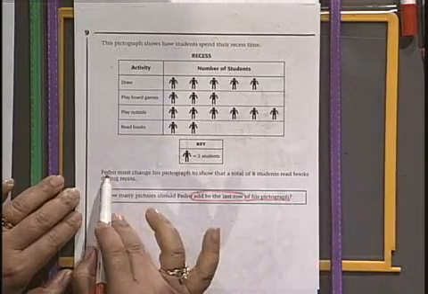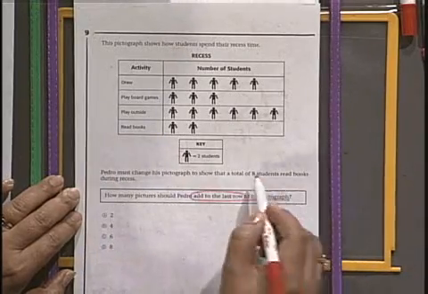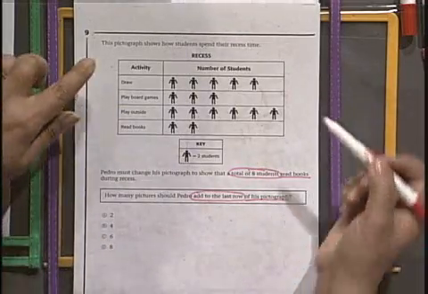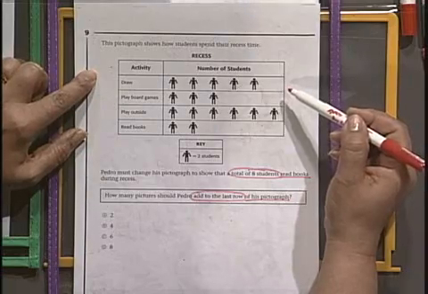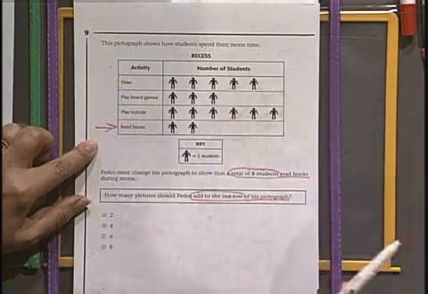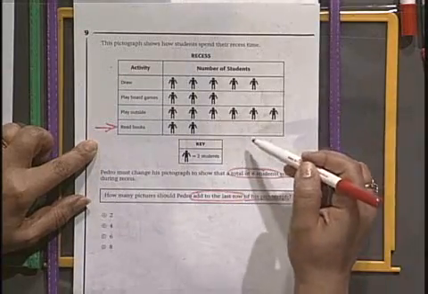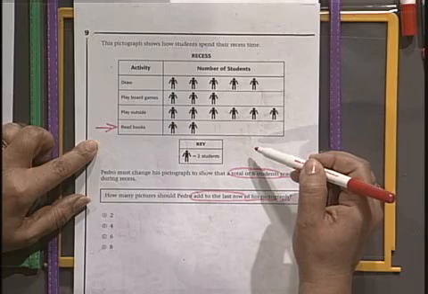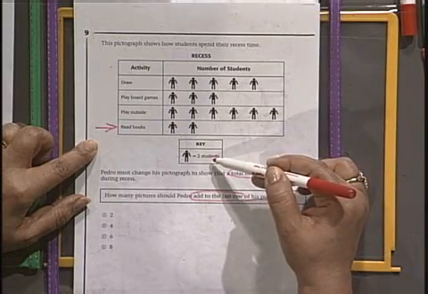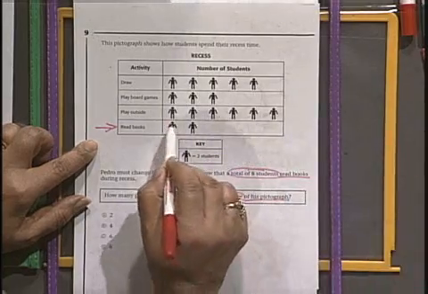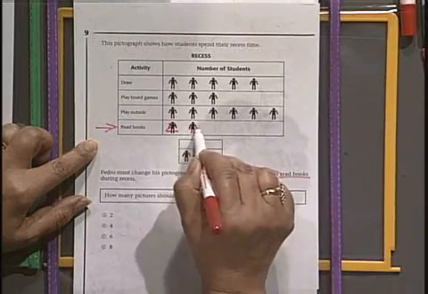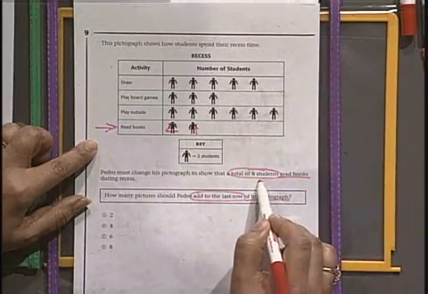Well, right now it says Pedro must change the pictograph to show a total of 8 students read books at recess. So as I go to my chart, I am going to focus in on the activity that says read books. So I can actually ignore all of these other activities. I'm just focusing in on the reading books activity. The key says that each little person is worth 2 students. So I'm going to label this right here that this is 2. So this would be 4, and it says I want a total of 8 students.